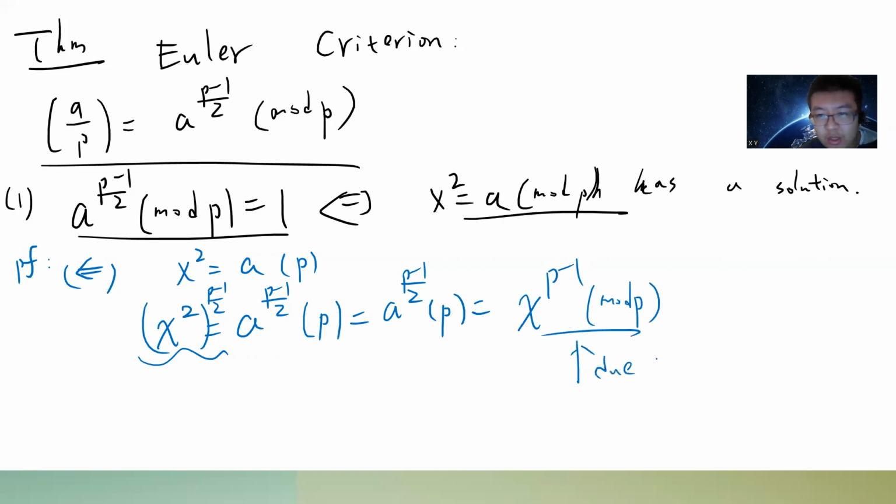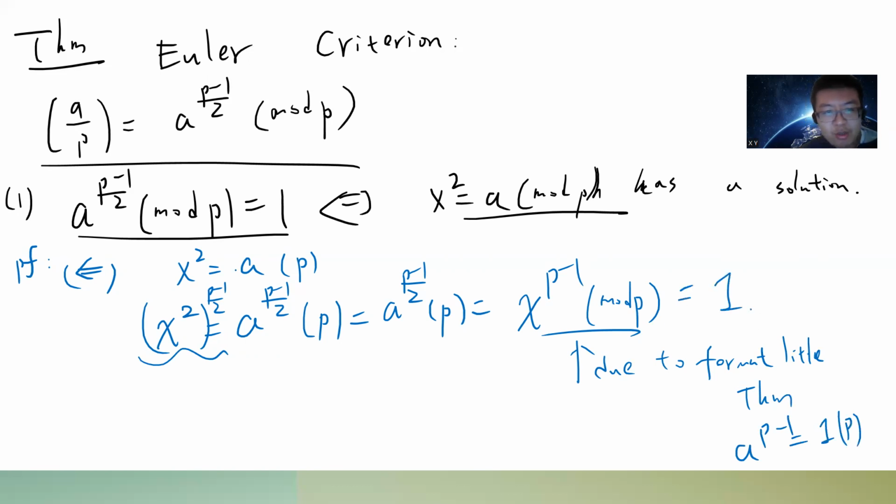Okay, so due to Fermat's little theorem, a to the p minus 1 is 1 mod p for every a. So this is just 1. Right, so if you have any solution, then you prove that a to the (p minus 1) divided by 2 mod p is 1, so basically by definition there is a solution.